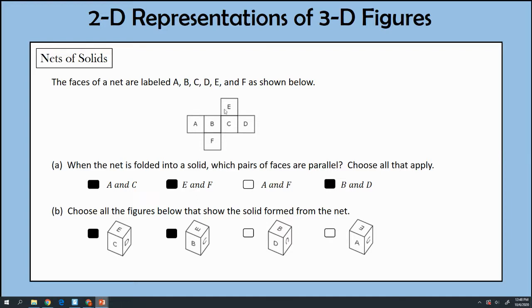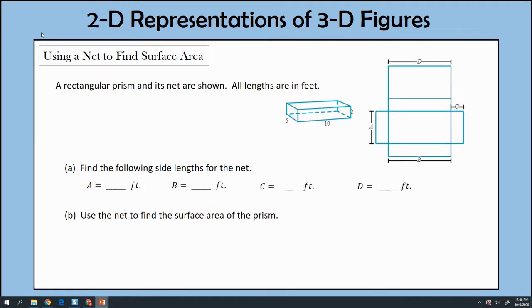And then A, E, and C. Will it look like this? A, E, C. Oh, A and C are parallel, right? So they're across from each other. So they can't share an edge. So that's no good. So these are the only two that work. Okay.